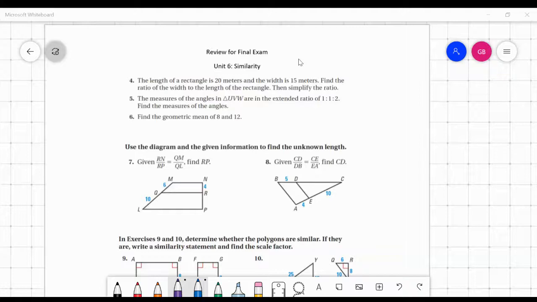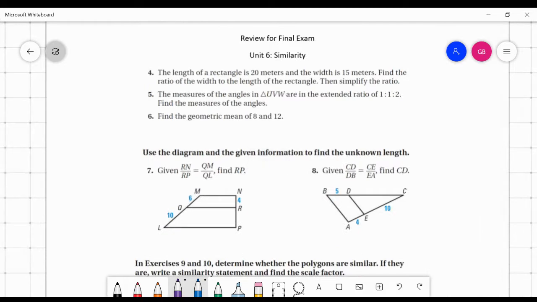Okay, review for final exam, unit 6. Number 4, find the length of a rectangle. The length of a rectangle is 20 meters and the width is 15 meters. Find the ratio of the width to the length of the rectangle. Okay, so the ratio of the width to the length. So make sure you write the number for width first.